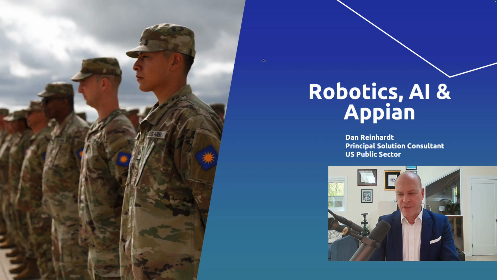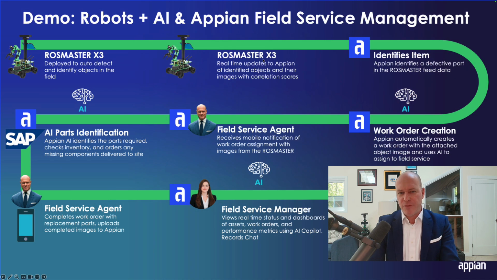And today we're going to be discussing robotics, AI, and Appian in a real-time demonstration. If you look in the camera behind me on the right, you can see that I have a Rosmaster X3 robot. That robot actually has a 1080p camera. It has a YOLOv4-tiny AI algorithm that lets it do real-time object detection.